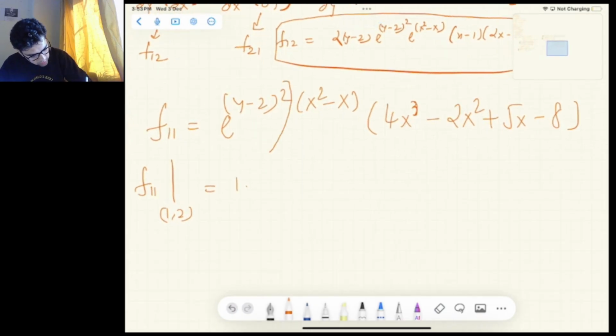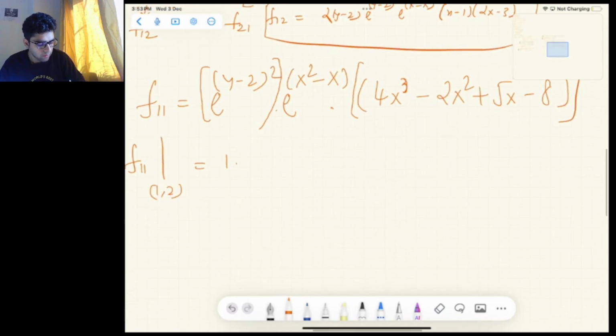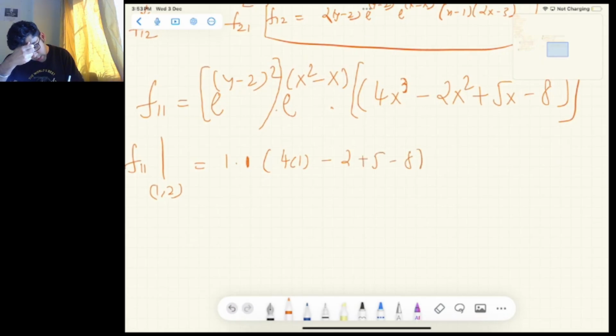This is one expression, and this is another expression, and this is another expression, right? So again, after I substitute 1 comma 2 here, I get 4 into 1 minus 2 plus 5 minus 8, which is 4 minus 2 is 2, plus 5 is 7, minus 8 is minus 1. So f11 is minus 1.